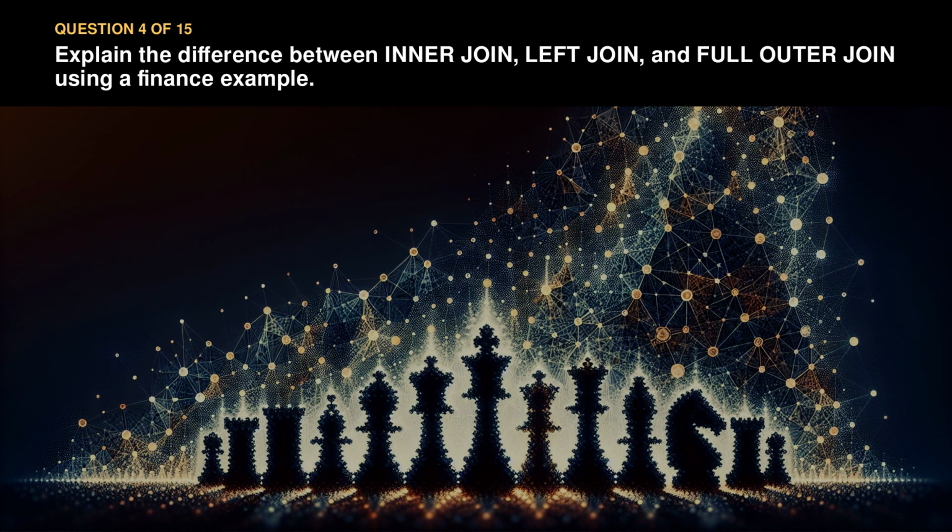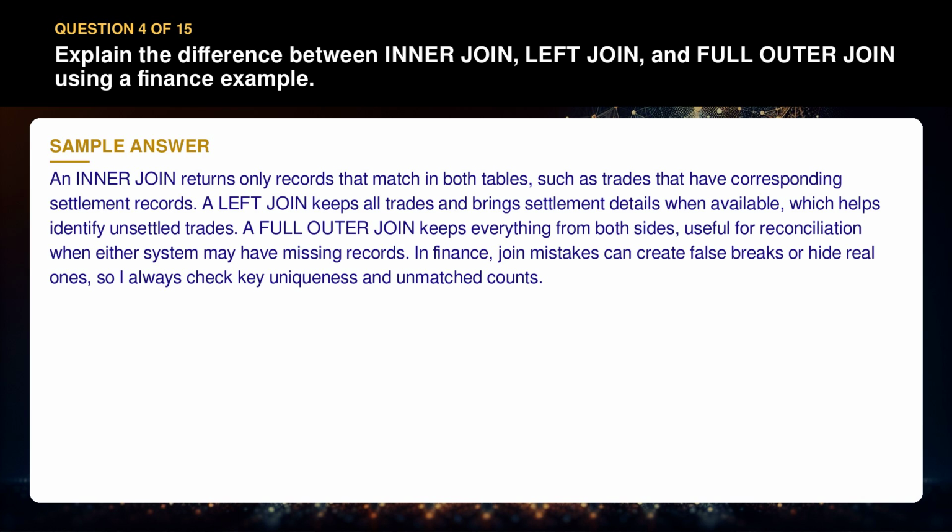Question 4. Explain the difference between inner join, left join, and full outer join using a finance example. An inner join returns only records that match in both tables, such as trades that have corresponding settlement records. A left join keeps all trades and brings settlement details when available, which helps identify unsettled trades. A full outer join keeps everything from both sides, useful for reconciliation when either system may have missing records.